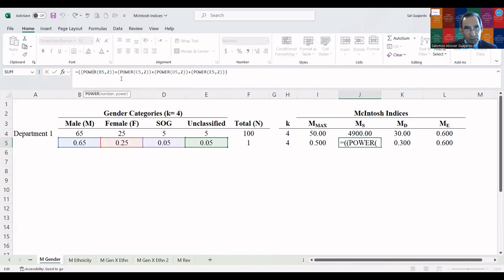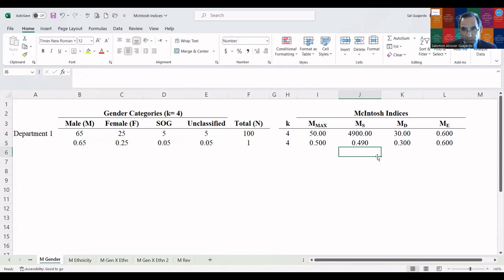Let me click on the formula. It's going to be parentheses, power, parentheses, B5, which is 0.65, comma 2, which means to square it. So that is 0.65 times 0.65. Then in the formula, plus, parentheses, power, C5, which is 0.25, comma 2, so that's 0.25 times 0.25. And I do that for some other gender and for unclassified. So I sum that up.